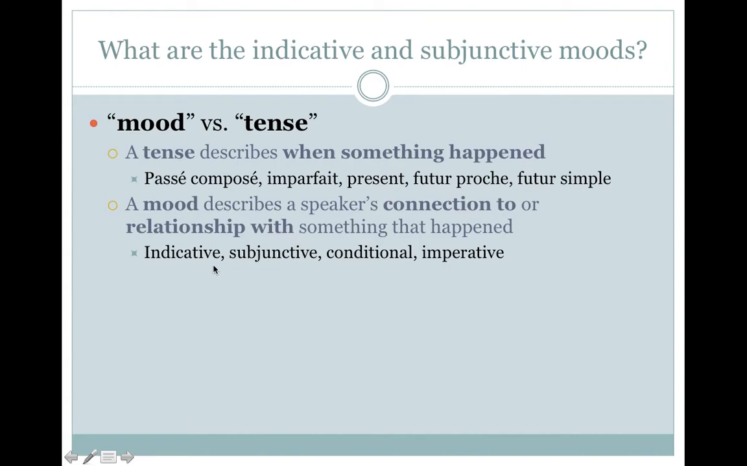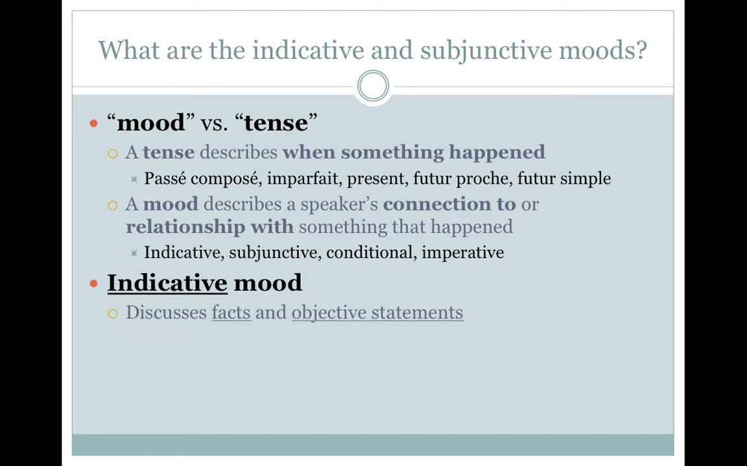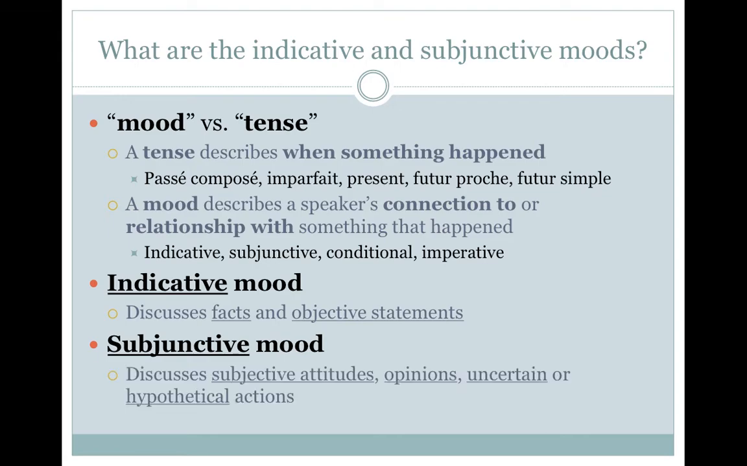Other than that, everything else we've learned so far is the indicative mood. The indicative mood discusses facts and objective statements. And then the subjunctive mood, a new one for today, discusses subjective attitudes, opinions, uncertain or hypothetical actions. So with the indicative mood, it's very clear what happened. I woke up at 5 a.m. I worked out. I brushed my teeth, right? These are all facts. Subjunctive would be more things like, I think everyone should study French, right? That's my own subjective opinion. There's no fact to back that up. Maybe I cite somebody else's fact, but me saying it is not a fact. So that would be in the new thing that we're learning called the subjunctive.